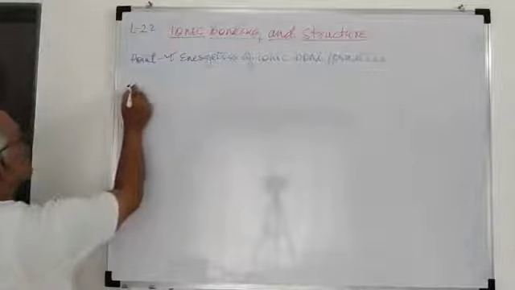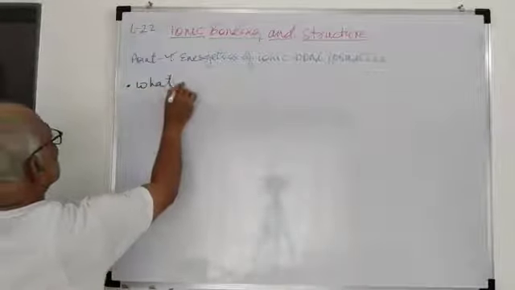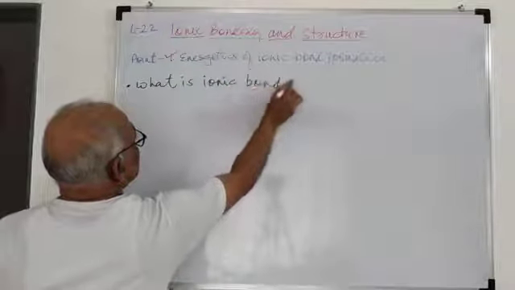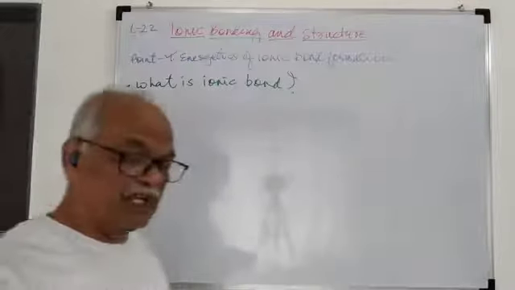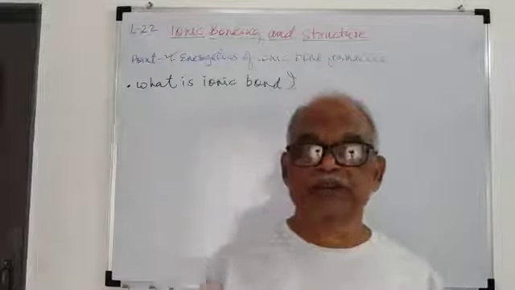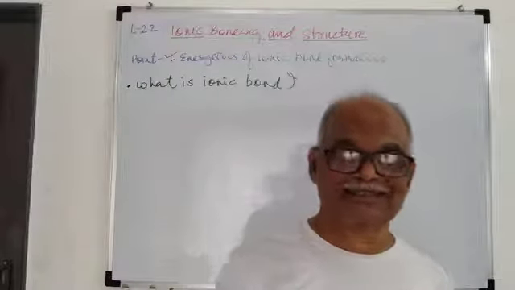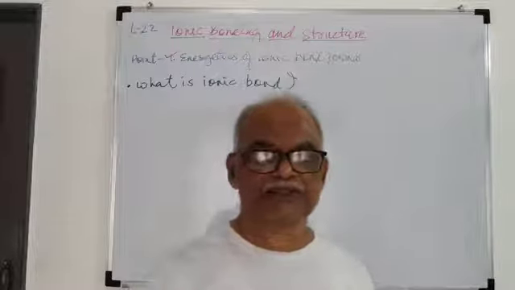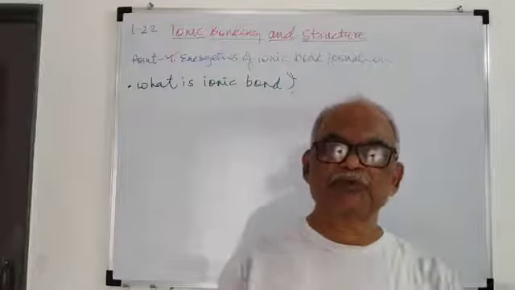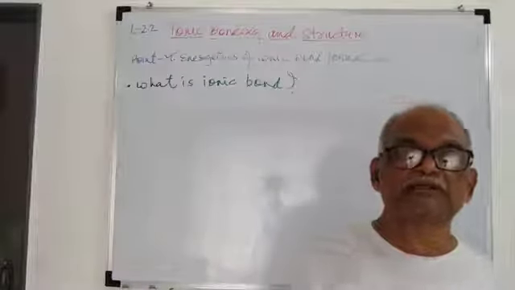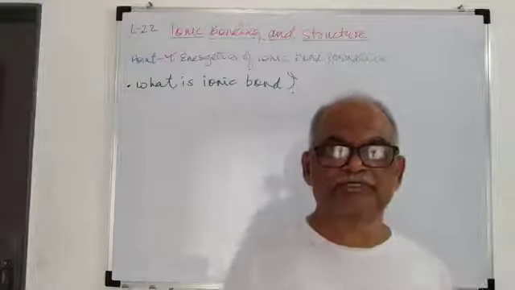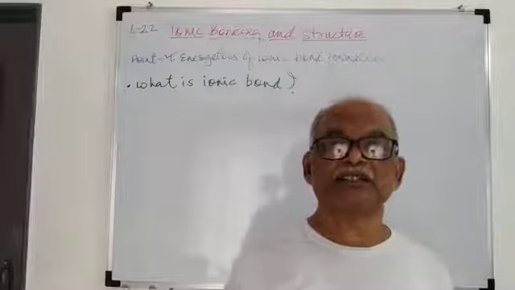First of all we will see what is an ionic bond. During the formation of compounds or minerals in the earth's crust or anywhere in the universe, atoms of various different elements come together naturally and form various compounds. Out of all these compounds, some of them are ionic in nature.